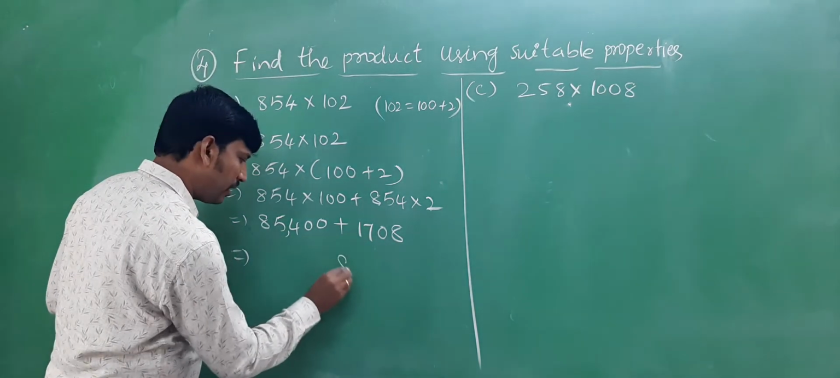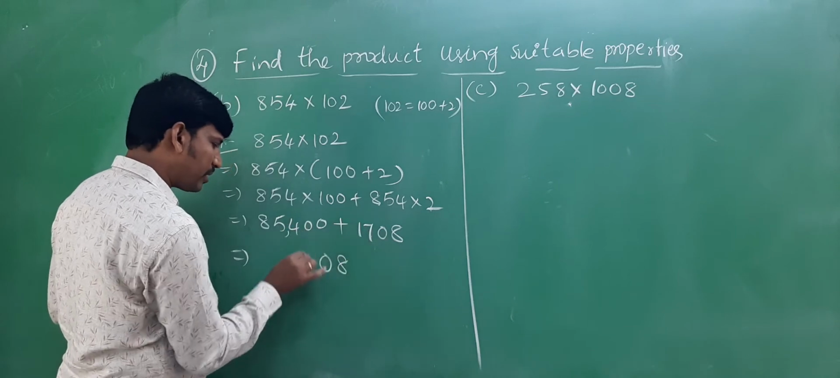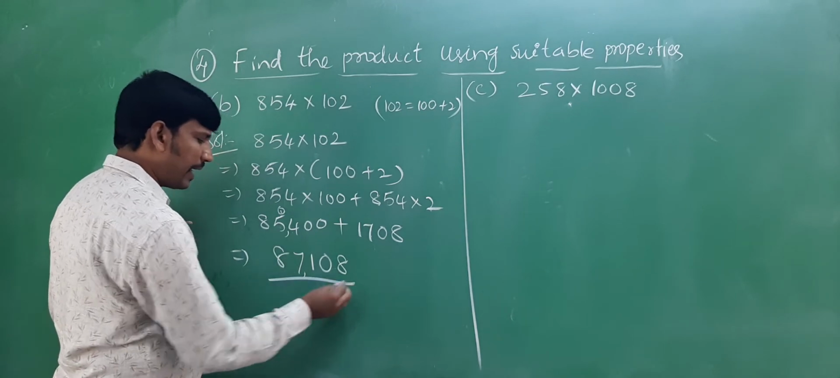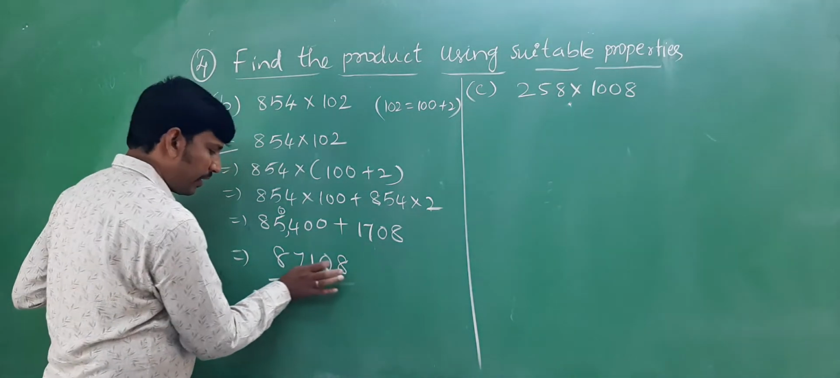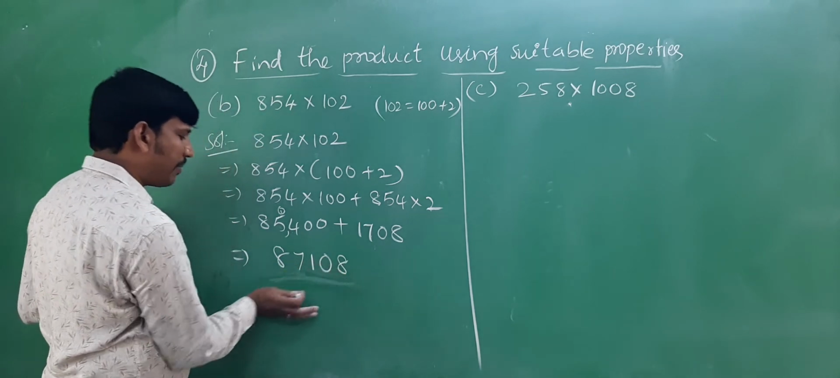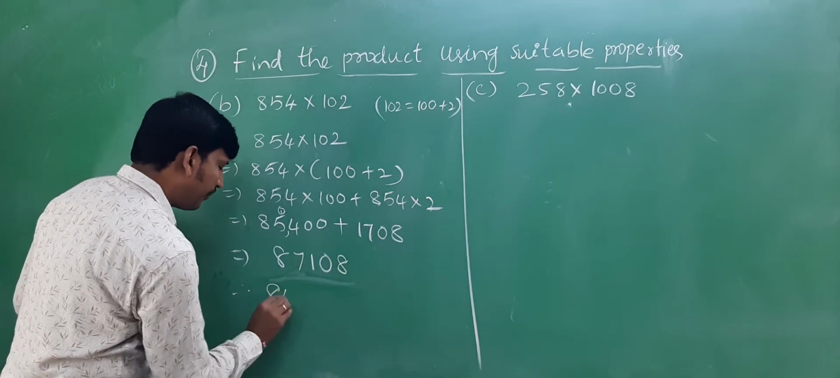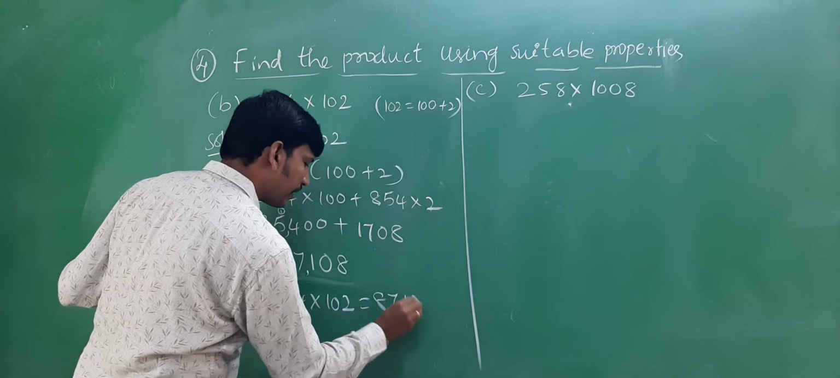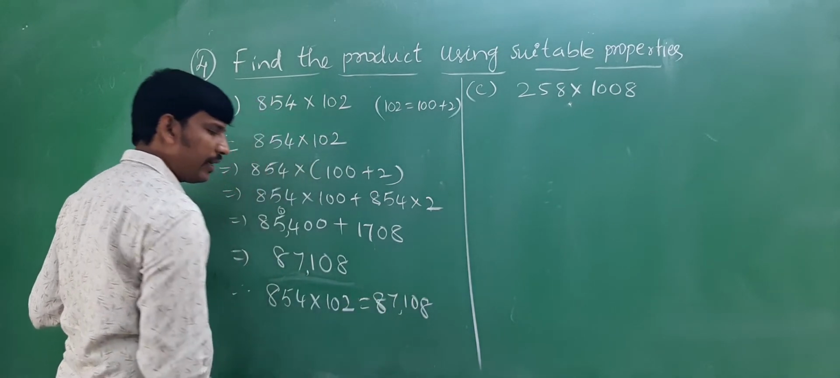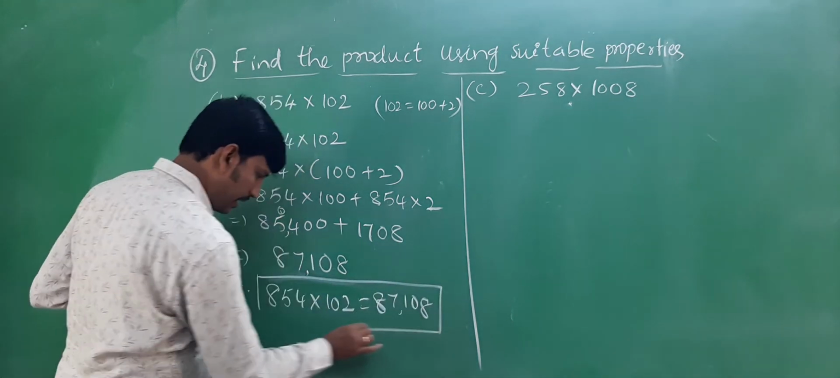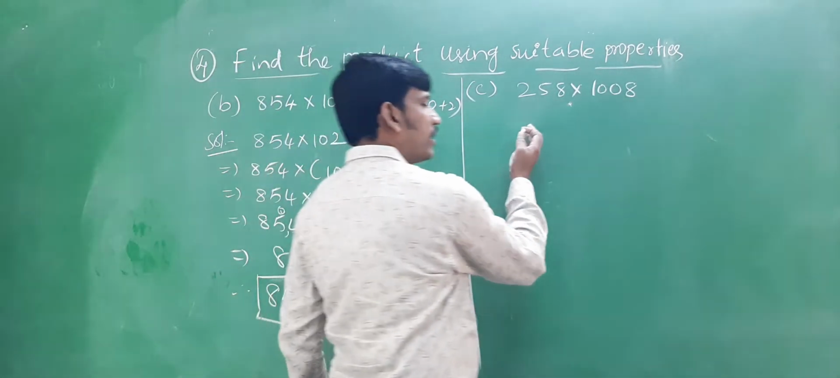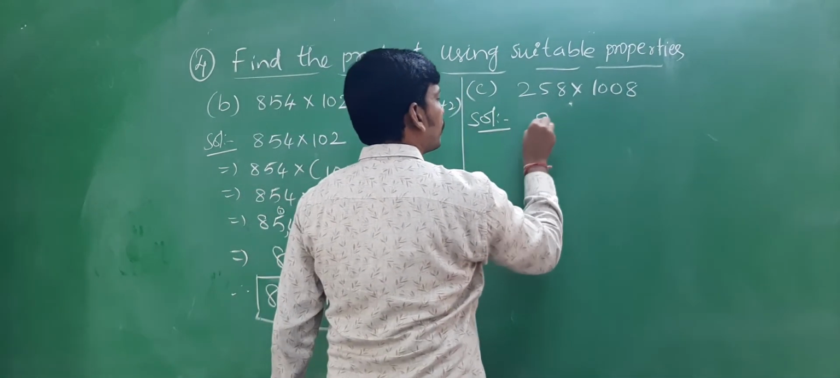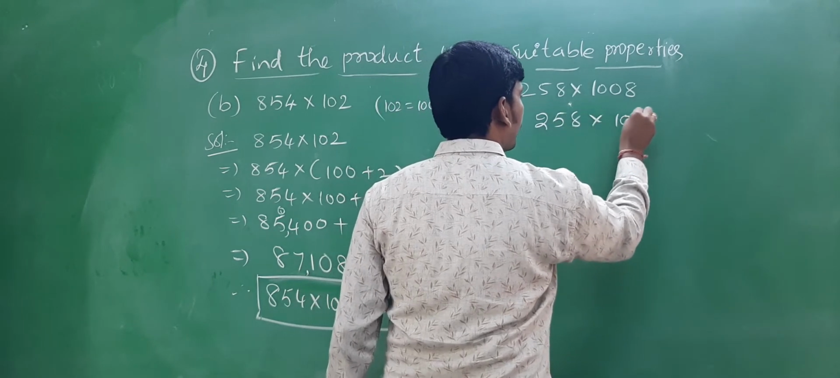Right? 8 plus 0 is 8. 0 plus 0 is 0. 7 plus 4 is 11. 1 carry forward. 1 plus 1, 2 plus 5 is 7. And 8. That is 87,108. So therefore here, if you do directly, you will get the solution, but it is a time taken process. So 854 into 102 is equal to 87,108. Now this is the solution. Is this clear children everyone? Right. Coming to the C bit, to solve here, 258 into 1008.